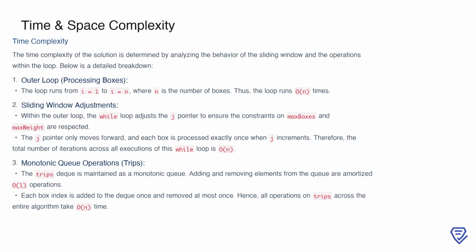Lastly, there's the monotonic queue, trips, which efficiently tracks trip costs. Adding or removing elements from this queue is an amortized O(1) operation, and since each box index is added and removed at most once, all queue operations across the entire algorithm sum to O(n). Together, these components contribute to an overall time complexity of O(n).